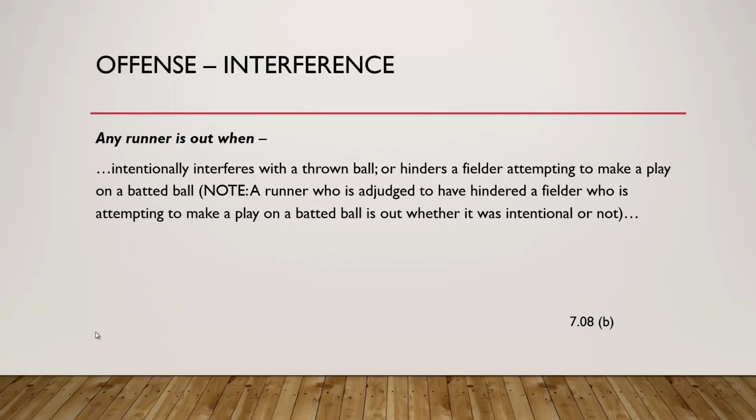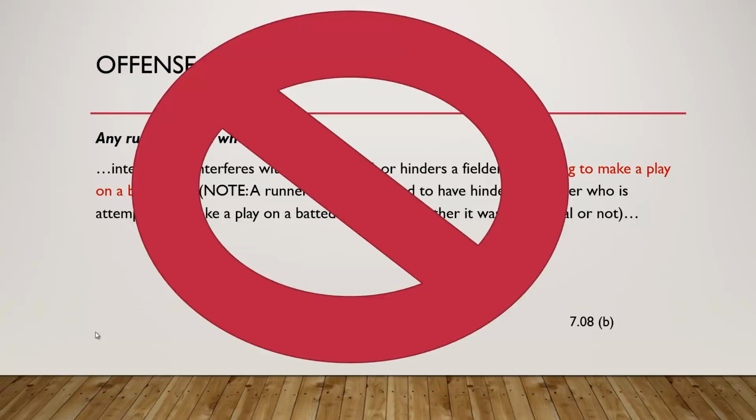What about this? Any runner is out when he intentionally interferes with a thrown ball or hinders a fielder attempting to make a play on a batted ball. Did he get in the way of the guy making a play? No. The pitcher had already made the play. So, do we have interference? 7.08b. We don't have anything there.